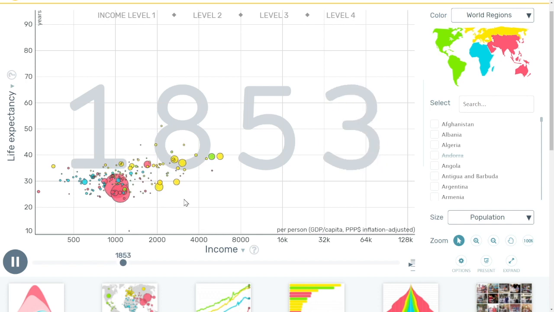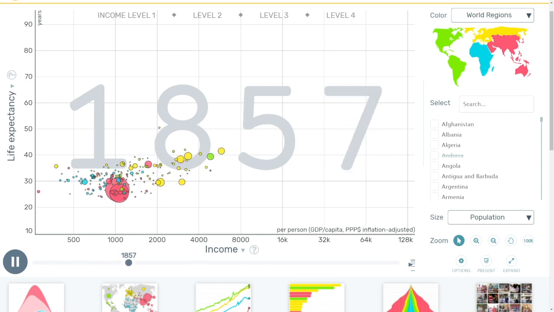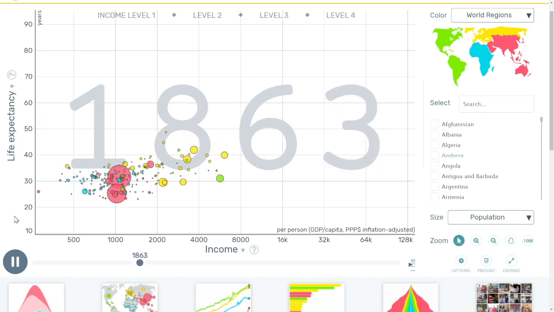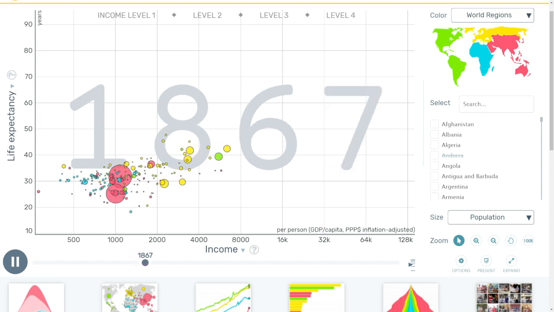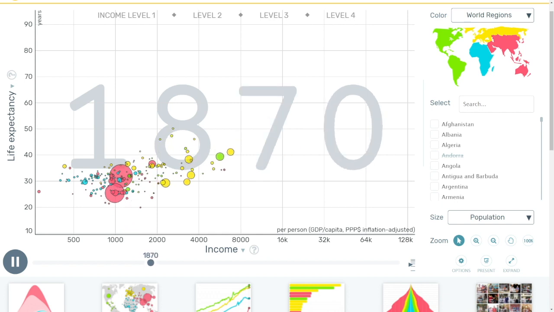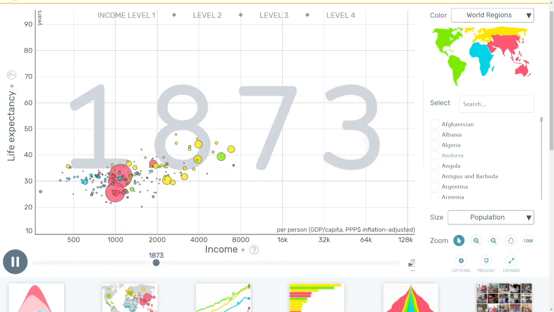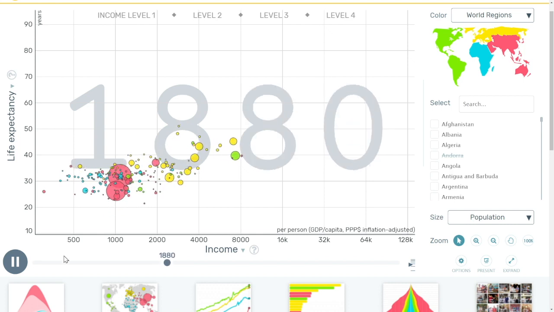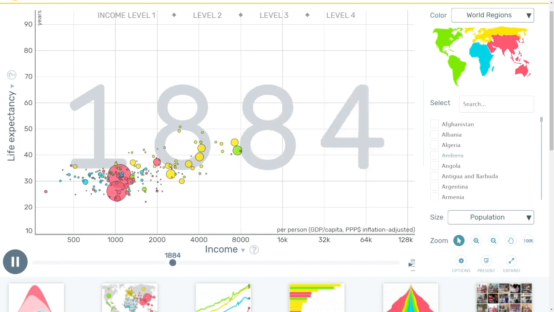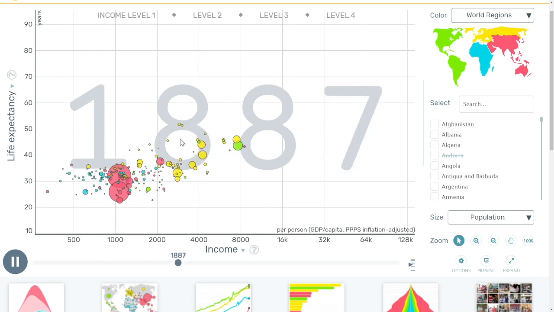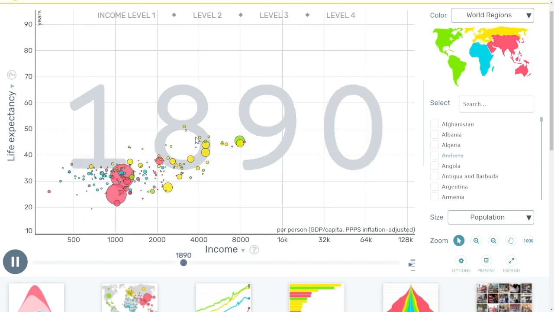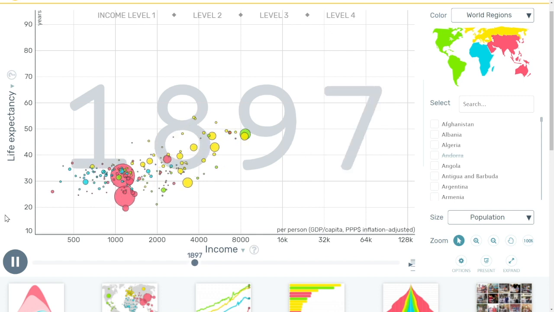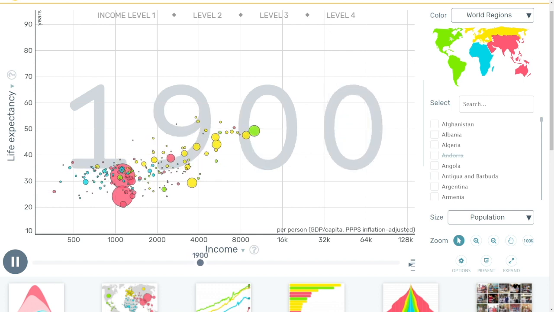The default graph is income on the x-axis against life expectancy. And you can see that in general, most bubbles are moving further to the right as we go through time, which suggests that their income per capita is increasing. So countries are becoming richer. And again, in general, our countries are moving up on the y-axis. So life expectancy is generally increasing.